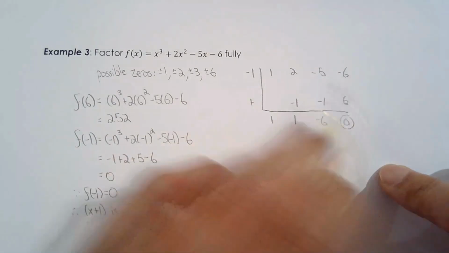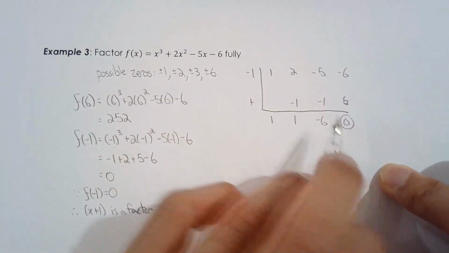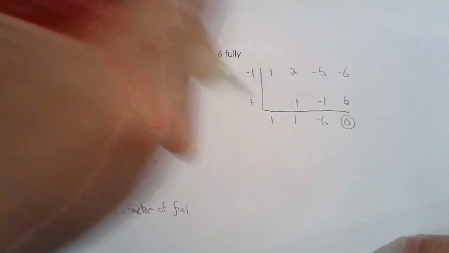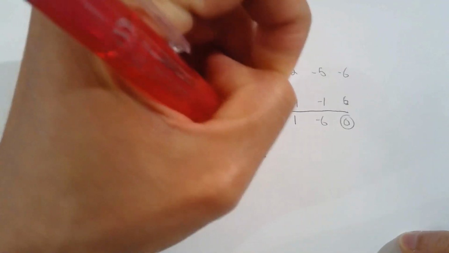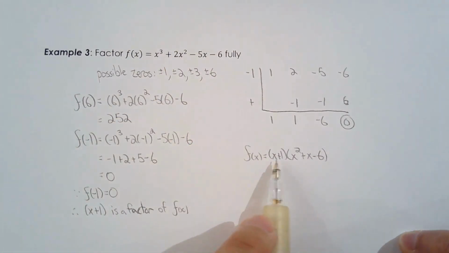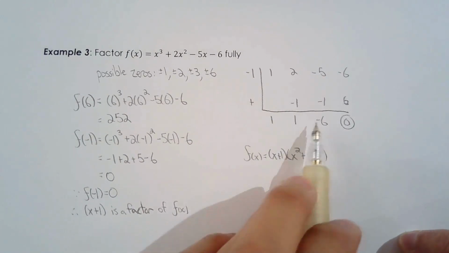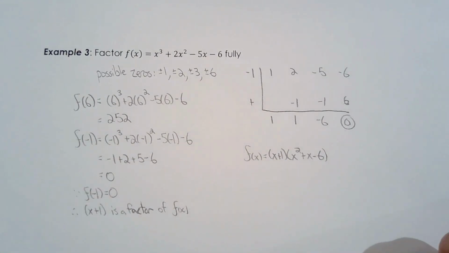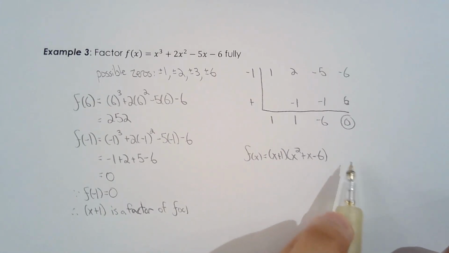So this basically self-checks. If I made a careless mistake, I would have found that. Okay, so f of x equals x plus 1 times x squared plus x minus 6. I break the cubic into a linear times a quadratic based on the fact that you learned in the first lesson: your dividend is equal to your divisor times a quotient plus a remainder, but your remainder is 0.